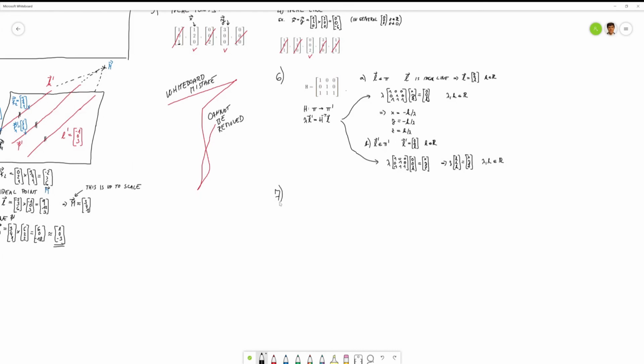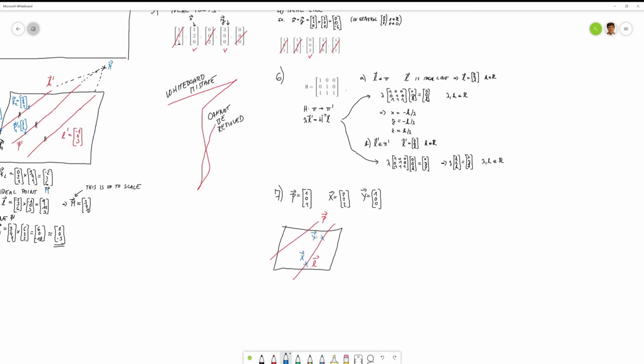In the last, seventh example, we have a line P which is represented by 1, 0, 1, and the points x and y. X has coordinates 2, 2, 2, and y has coordinates 1, 0, 0. And we are looking for a common point between line L, which is the line incident with x and y, and the line P.